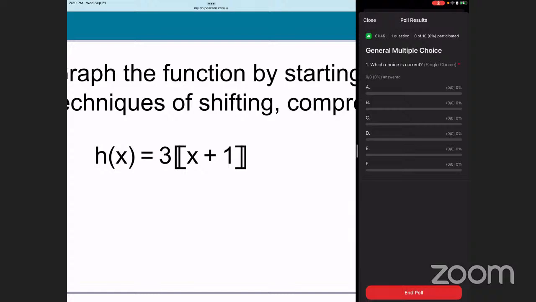Anybody else got another number between 100 and 1,000? Anybody got a favorite number between 100 and 1,000? What time is it? Let me see the time.